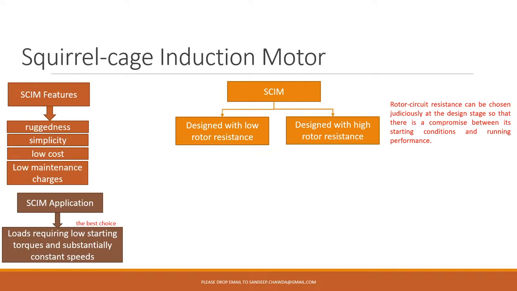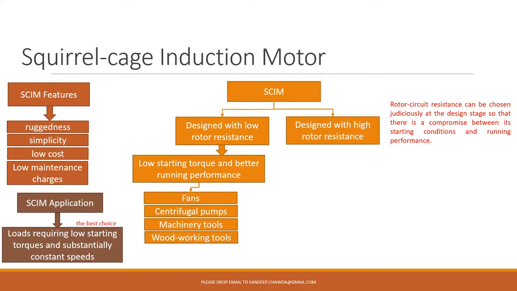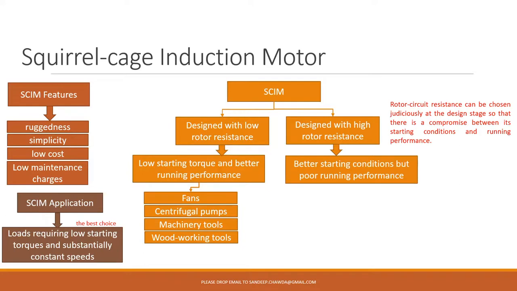So here we are considering two cases, where a squirrel cage induction motor with low resistance is designed. What would happen? It is going to give you low starting torque and the running performance would be better. So its application you can find in fans, centrifugal pumps, machine tools, woodworking tools, etc.